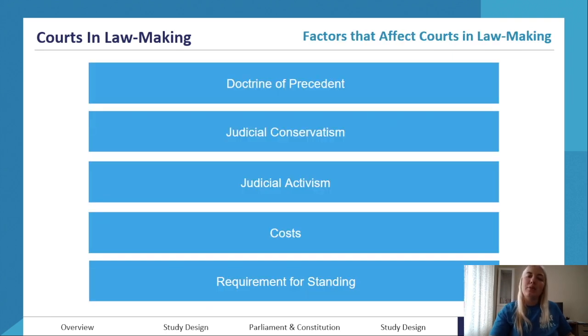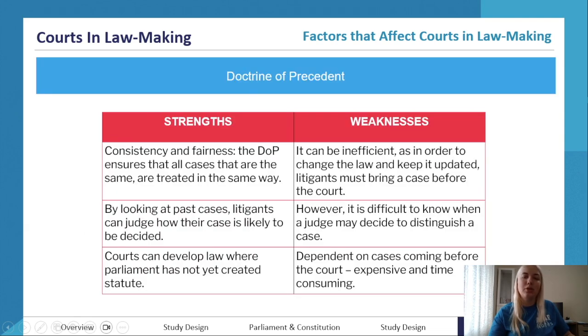Okay, now the next thing that we need to know is the factors that affect courts in lawmaking. These include the doctrine of precedent, obviously being restricted, having to follow it, having to abide by it if it's already existing, which we already talked about. Different approaches to actually being a judge, so either the conservatist approach or the activist approach. Cost and requirement for standing. So look at each one and we'll look at the strengths and weaknesses.